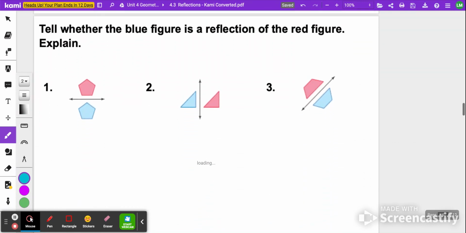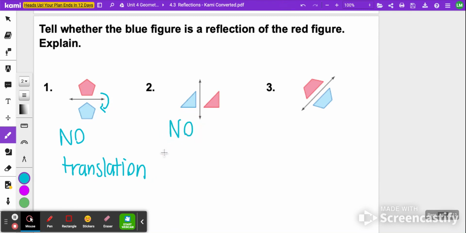All right, so the first 3 questions are just examples of, is the blue figure a reflection of the red figure? For number 1, the answer is no, because it's not flipped over the line of reflection. This one would actually be a translation. Number 2 is also no, because it's also a translation. Number 3, however, is yes. That one is a reflection because you're seeing the blue figure being flipped over and it's a mirror image of the red figure.